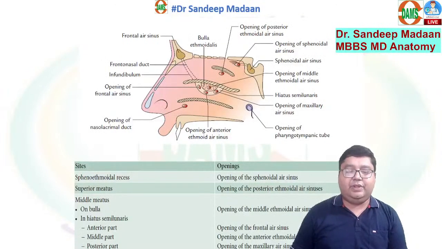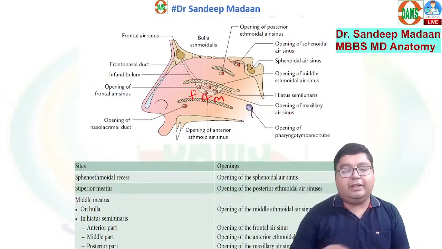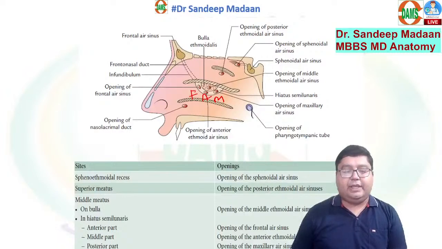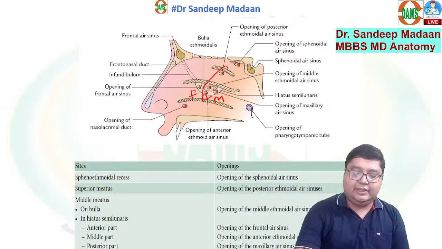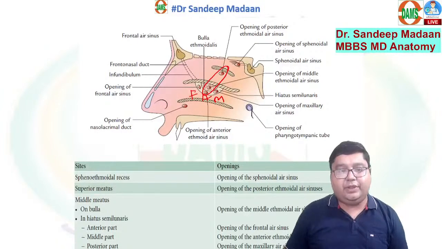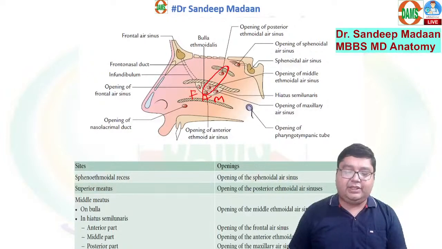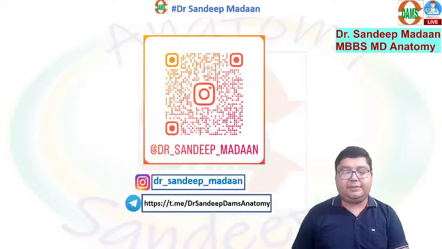In the hiatus, we have the mnemonic FAM: frontal, anterior ethmoidal, and the maxillary. And then we have ethmoidal in this line, they are present, anterior, middle, and posterior. And for the highest meatus, we have sphenoid, or you can say sphenoethmoid recess. For the highest meatus, another name is sphenoethmoid recess.